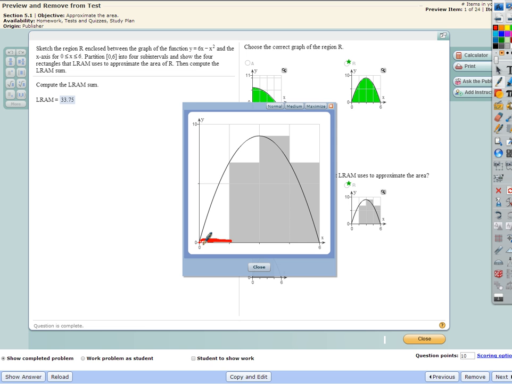Second subinterval, there's the left edge. That determines the height of the second one, etc. Right? Is that taking some of the mystery out of this? Does that make sense how they're getting these answers? Okay. Questions? Okay.